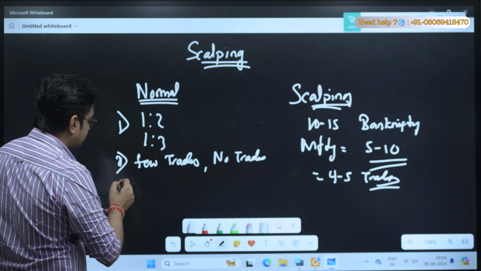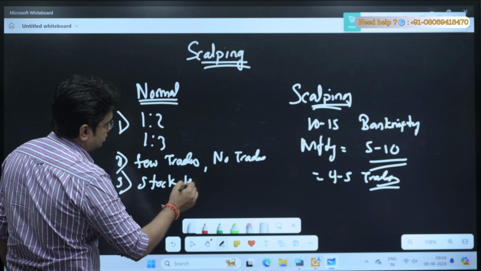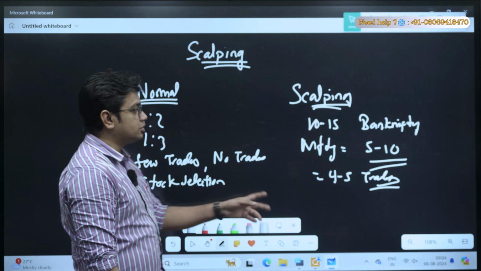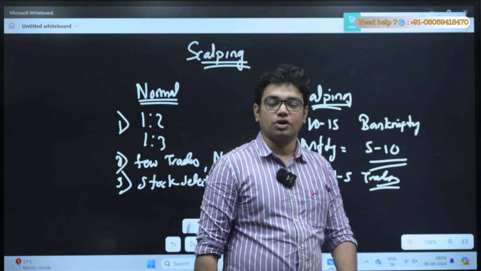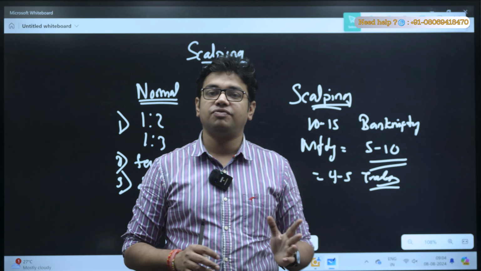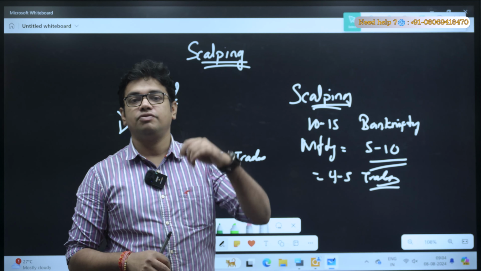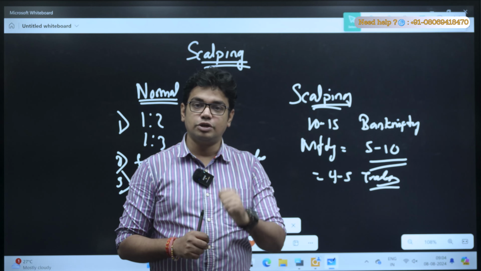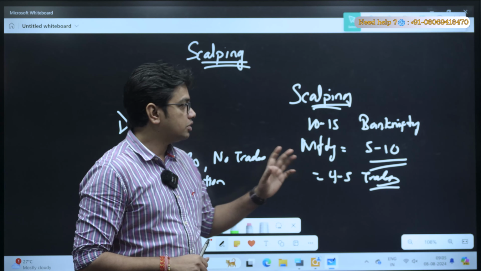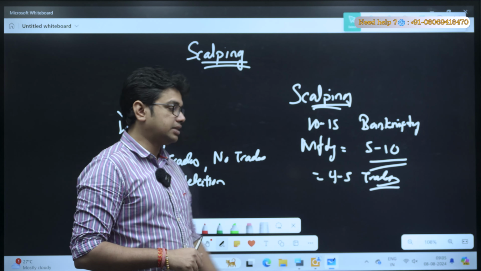Next is stock selection. There is no issue with stock selection in scalping. Either you can consider one or two stocks, or you can go with Nifty or Bank Nifty. Most scalpers go with Nifty and Bank Nifty because of volumes, liquidity and volatility. They don't go with stocks. This is the difference between normal trading and scalping trading.